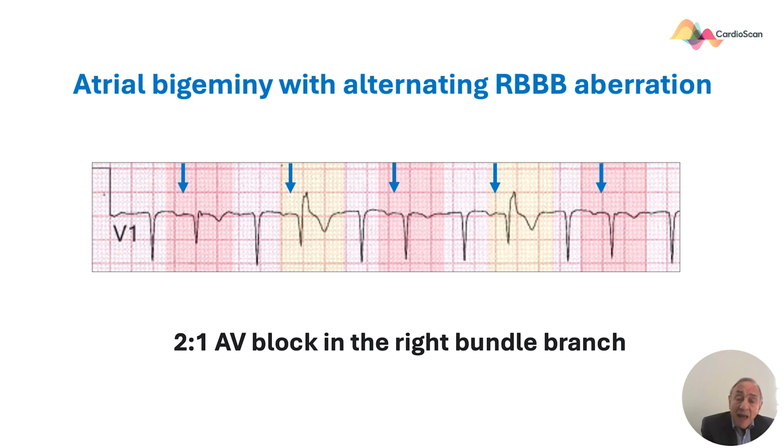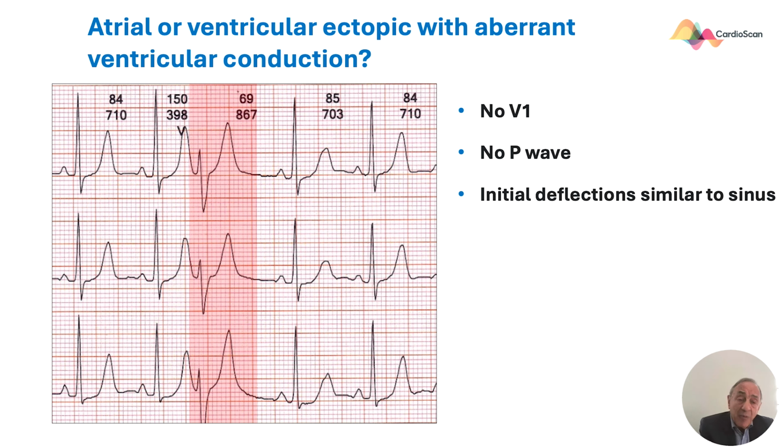Now, let's have an example here of what appears to be a classical ventricular ectopic on a Holter monitoring tracing. There is no V1. There is no P wave. So we don't know if this could be aberrant ventricular conduction. Note that the initial deflections are similar to the sinus beat. So how do we determine whether this is a ventricular ectopic or is aberrant ventricular conduction? And this is simple, by just looking for later ectopics.